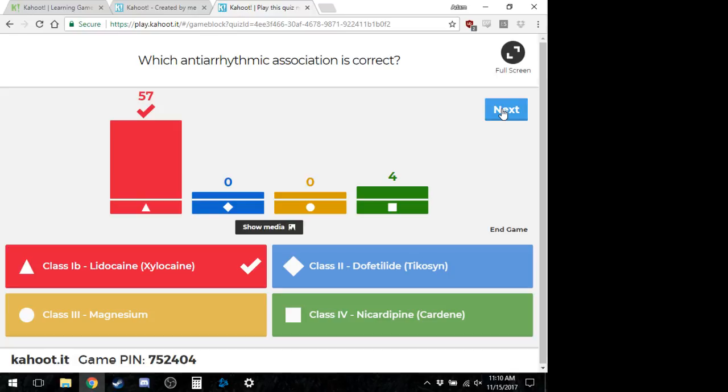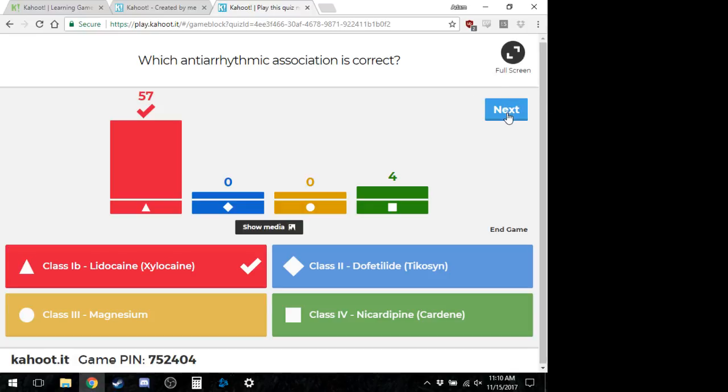What's your class 1A antiarrhythmics? It's PDQ, so it's quinidine, procainamide, disopyramide. Those are 3. How about your class C or 1C? Propafenone and flecainide is the other one. So propafenone and flecainide, I think about those 2 primarily. Good. And then class 2 are beta blockers.